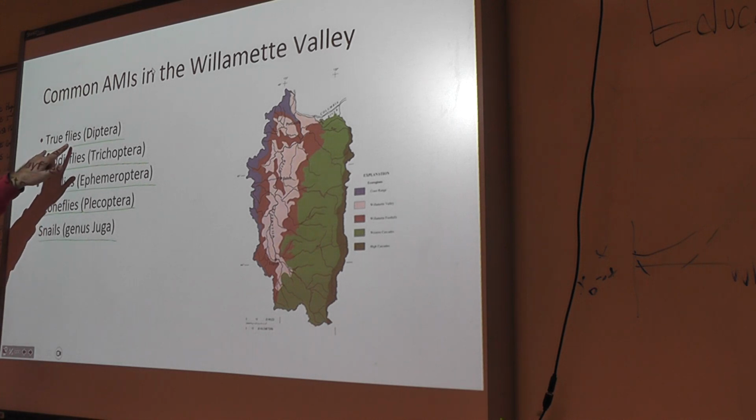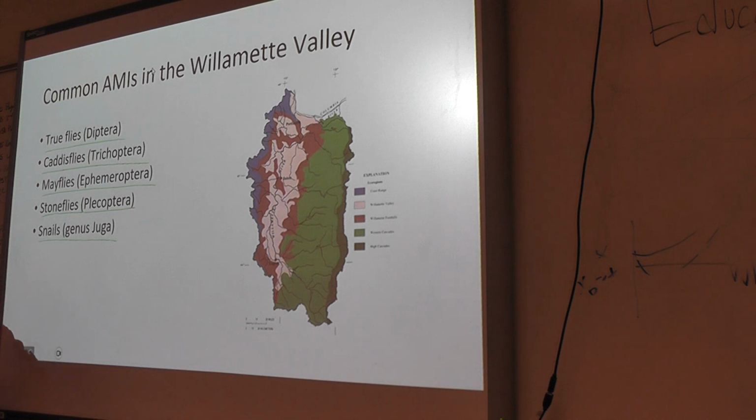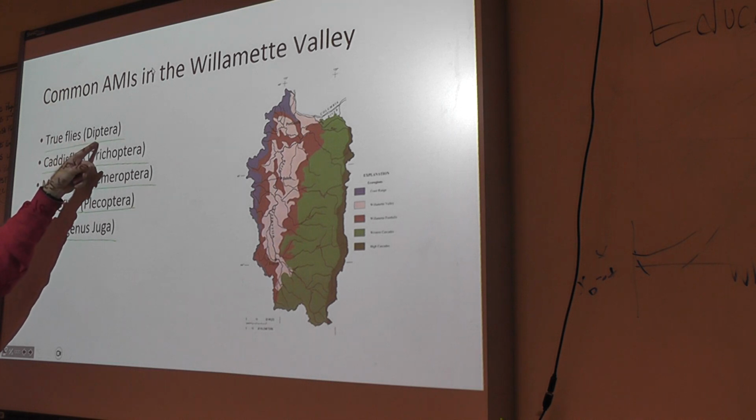So the first group are true flies, which are Diptera, and true flies include flies, like the common housefly is in this group, Diptera. It also includes mosquitoes and gnats, a whole bunch of other flying insects that we're very familiar with fall into this category of true flies.